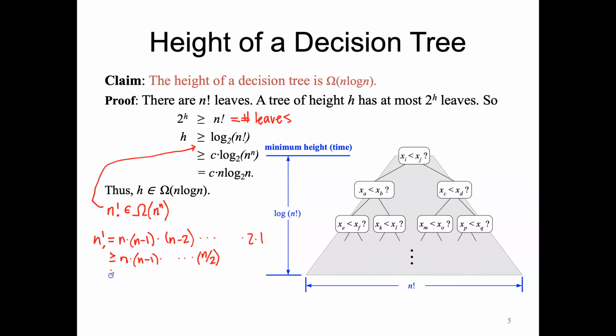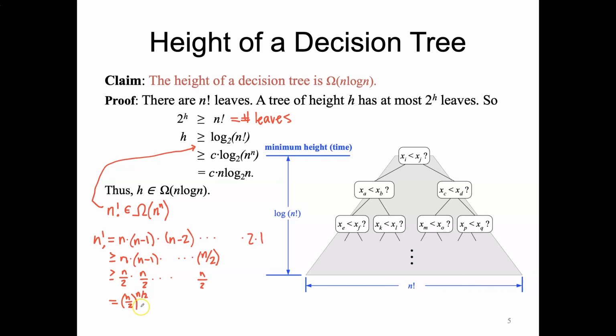And this is greater than or equal to what I get if I replace each of these n over 2 items that I'm multiplying together with the smallest value, which is n over 2. So here I have n over 2 times n over 2, n over 2 times, all the way back down to n over 2. Each number that I had here, some of them larger, I replace with n over 2. And this is equal to n over 2 to the power of n over 2.